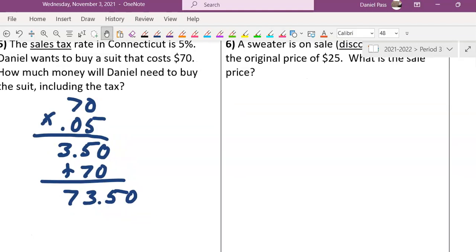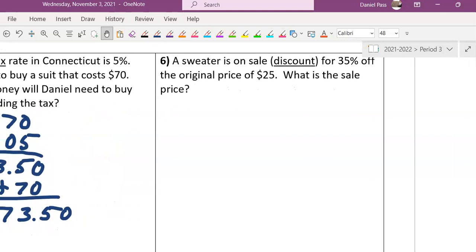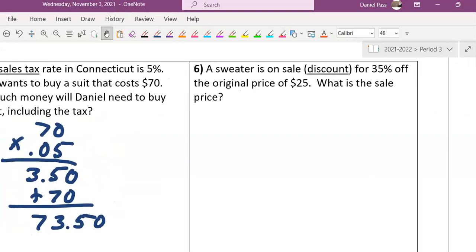Let's see. So, a sweater's on sale. Let's see who's doing that one. That is going to be coming from Santa Clarita, Jaden.